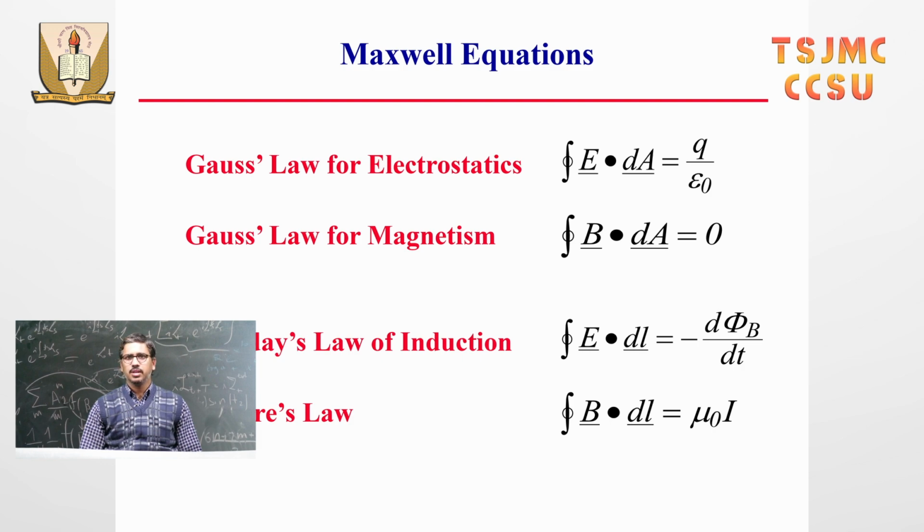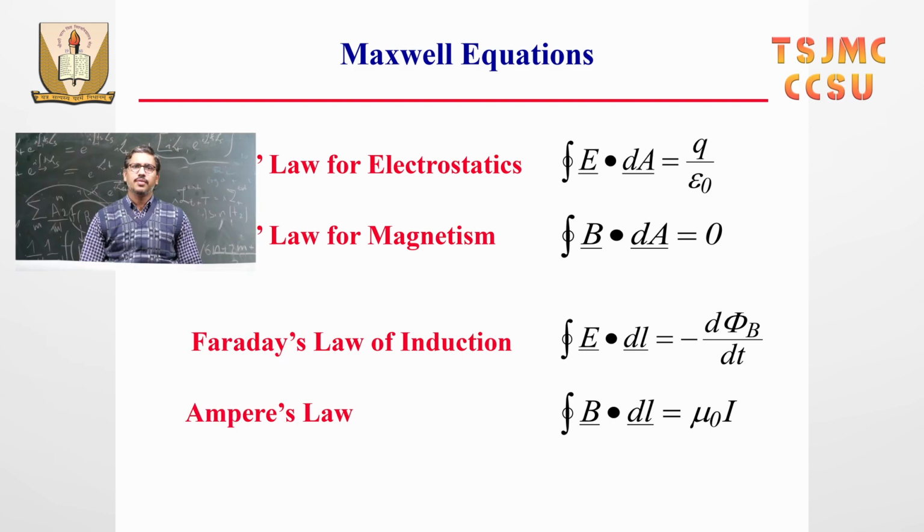Just like the first equation, if you apply the Gauss divergence theorem to the first equation, you will get del dot E equal to Q upon epsilon naught. The third law is Faraday's law of induction: integration E dot dl equal to minus d phi by dt, which means a change in magnetic flux produces an electric field.